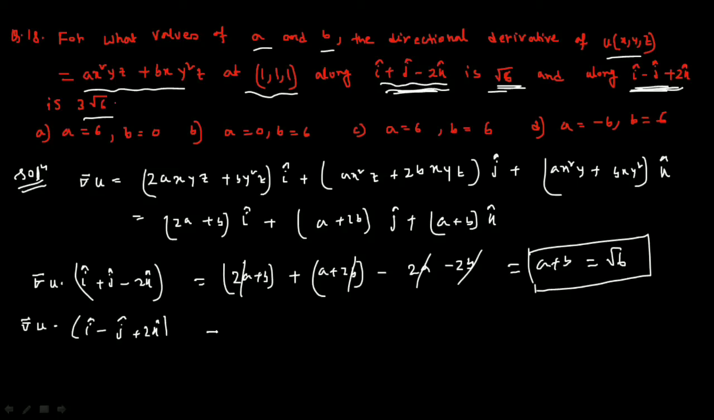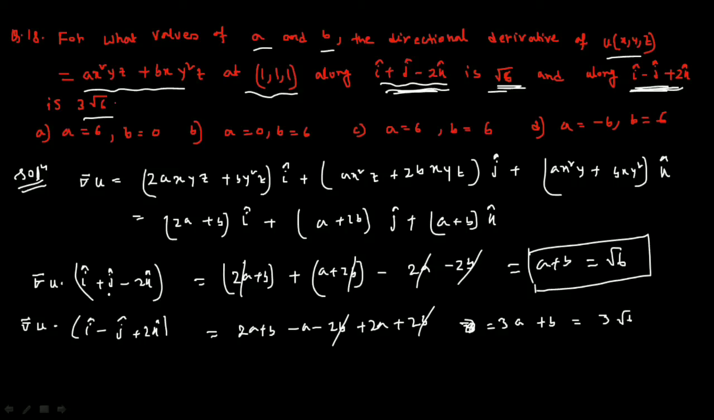So a little change will be there. Here this will be the same 2a plus b, but here we will have a minus sign, so it will be minus a minus 2b, but here a plus sign, so it will be plus 2a plus 2b. So only this will cancel out. So 2a plus 2a, 4a minus a, 3a, so it will be 3a plus b, and that is given as 3 root 6.